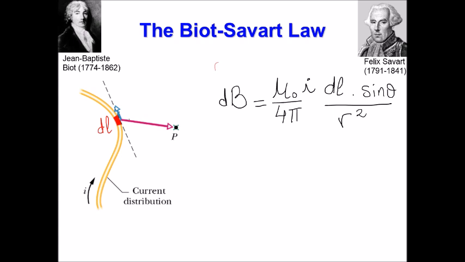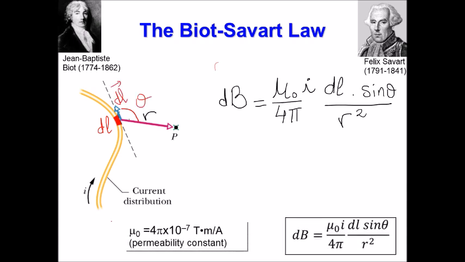So let's start with r. What is r? The r is the distance between the element wire and the point at which I want to calculate the magnetic field. And what is sine of theta? What is the angle theta? Well, it's the angle between r and dl. So this is the law that we call Biot-Savart Law.